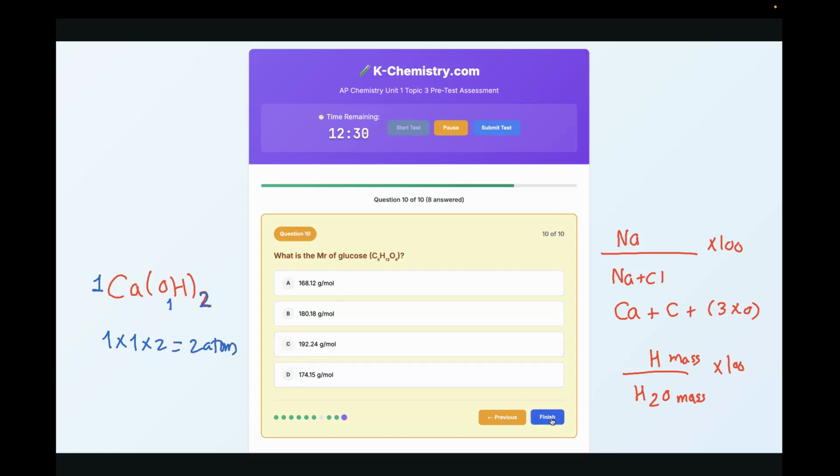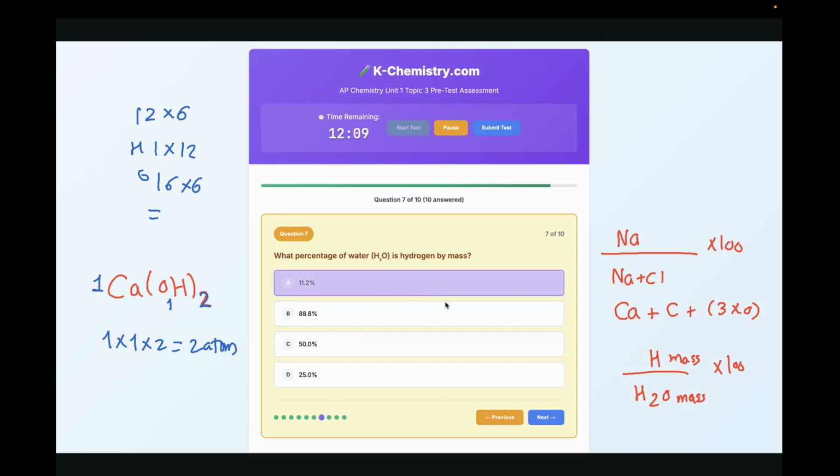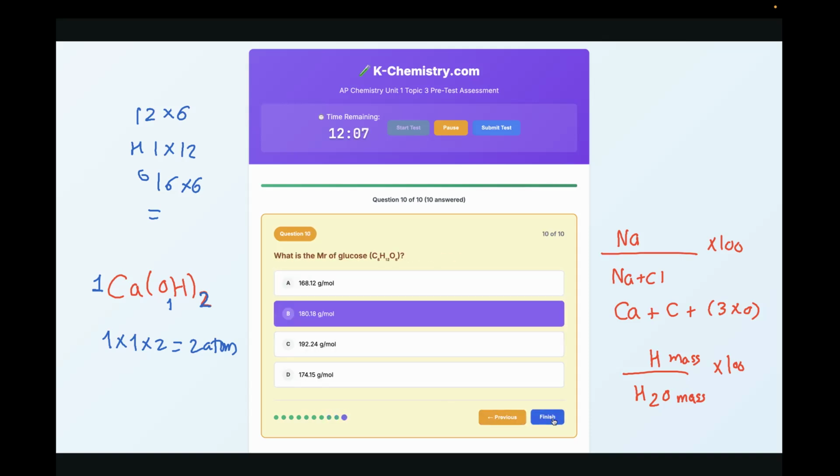So let's see how much we will get. What is the molar mass of C6H12O6? I have to get C, which is almost 12 multiplied by 6, and hydrogen, which is 1 multiplied by 12, and oxygen, which is 16 multiplied by 6, and add all this together and find the answer. I don't have the answer now, so I'll just pick anything to finish the quiz. There is one question which was not answered, this one. That's why we'll answer it, and then we'll see our result.